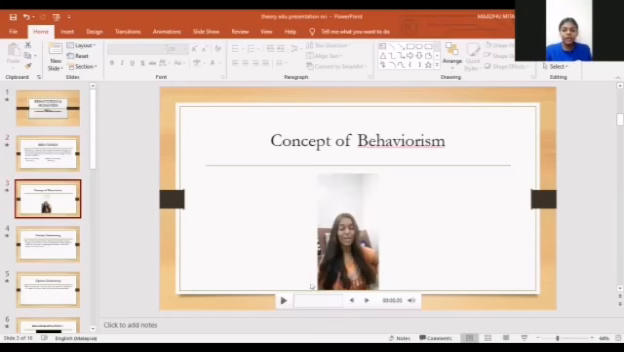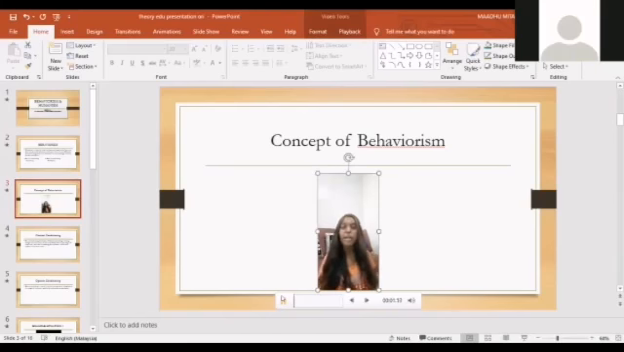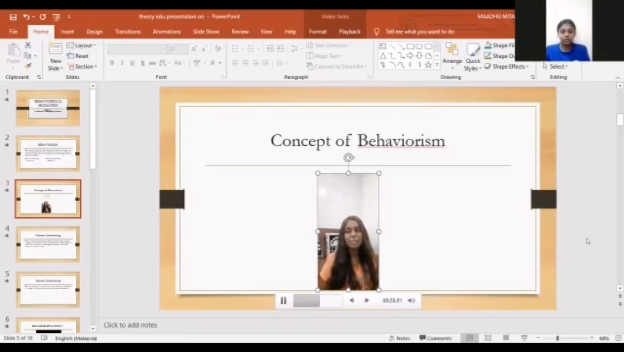So the next slide is about the concept of behaviorism. Today I'm going to be explaining the concept of behaviorism. Behaviorism is also known as behavior psychology. It's a theory of learning which states all behaviors are learned through interaction with the environment through a process called conditioning. There are two types of conditioning. The first one is called classical conditioning, and the second one is called operant conditioning. Thus, behavior is simply a response to stimuli.